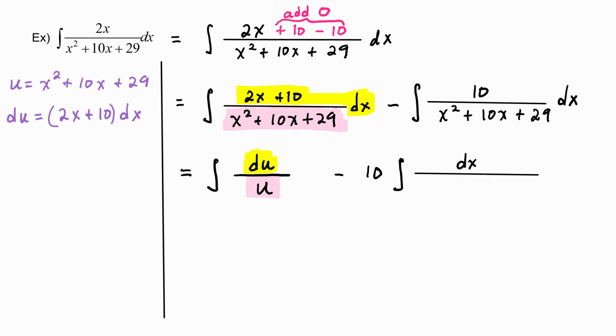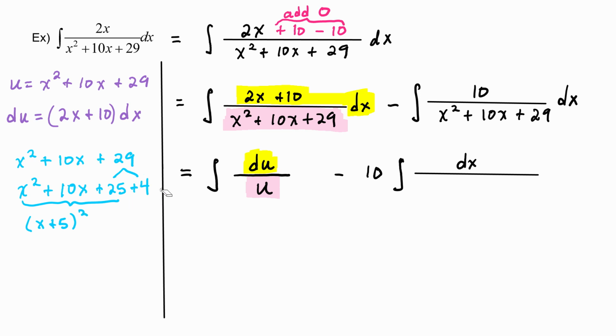of dx over, now here I anticipate that I'm going to need to complete the square. So if we come over on the side, we've got x squared plus 10x plus 29. We know that half of 10 is 5. 5 squared is 25. So we could write this as x squared plus 10x, and then we could split that 29 into plus 25 and plus 4. Then this part would be x plus 5 squared, and then the plus 4 I could write as plus 2 squared. So x squared plus 10x plus 29 can be replaced by the quantity x plus 5 squared plus 2 squared.